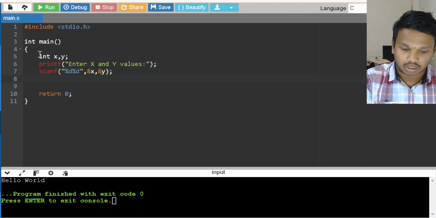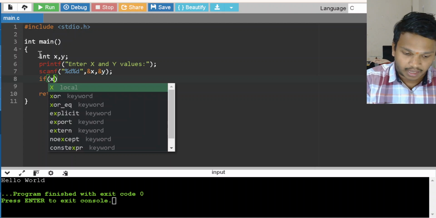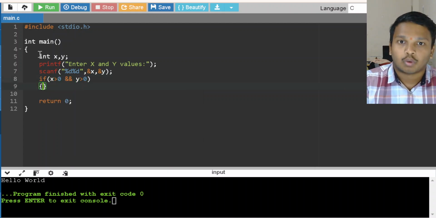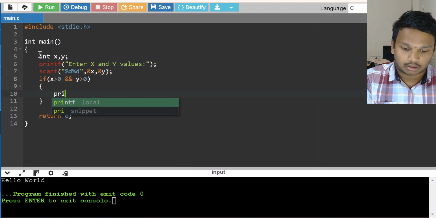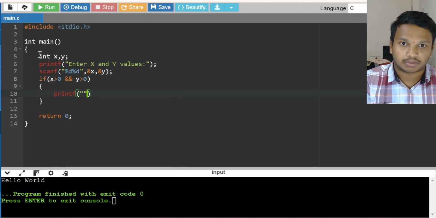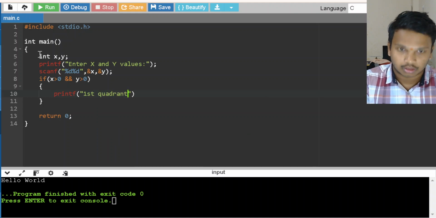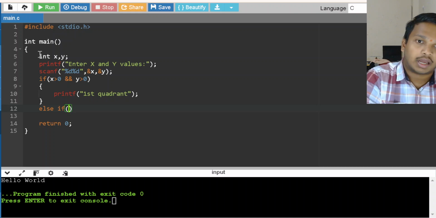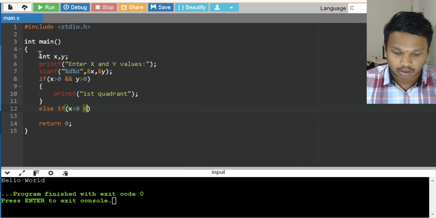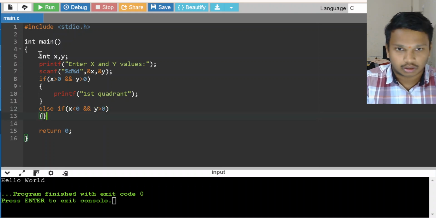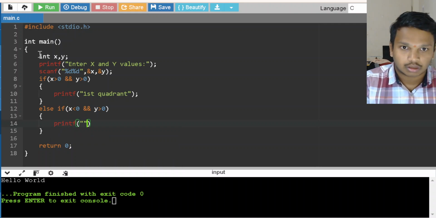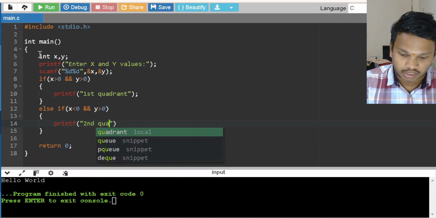In this way both the values are taken, and if x greater than 0 and y greater than 0, what do we need to print? Printf: it is the first quadrant, right? It will print first quadrant. Or else if x less than 0 and y greater than 0, what will it be in this case? Second quadrant, right?